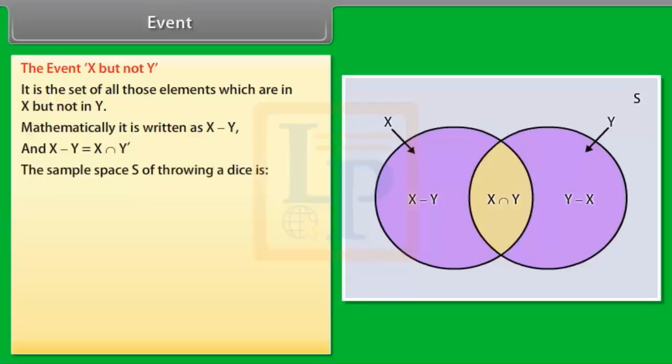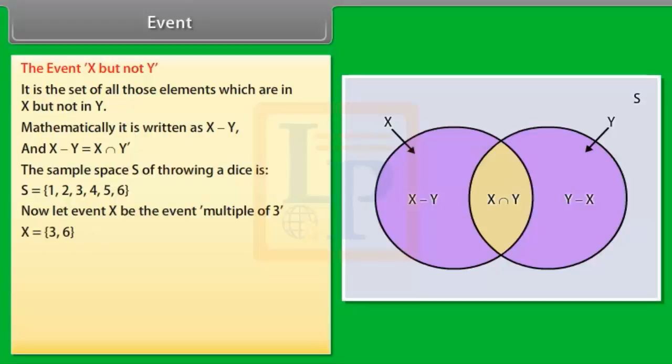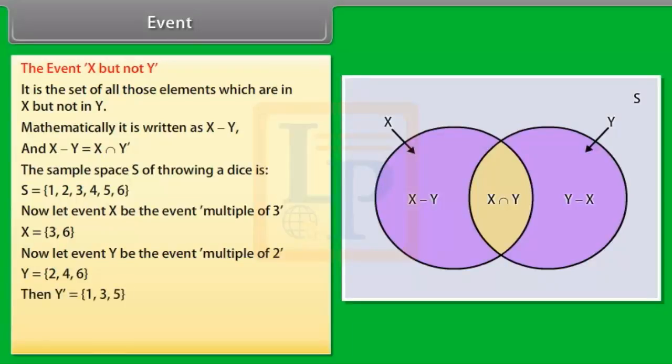The sample space S of throwing a dice is S is equal to 1, 2, 3, 4, 5, 6. Now let event X be the event multiple of 3. X is equal to 3, 6. Now let event Y be the event multiple of 2. Y is equal to 2, 4, 6. Then Y dash is equal to 1, 3, 5. The event X intersection Y dash is equal to 3.